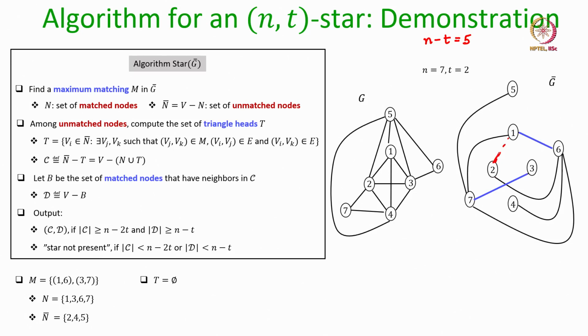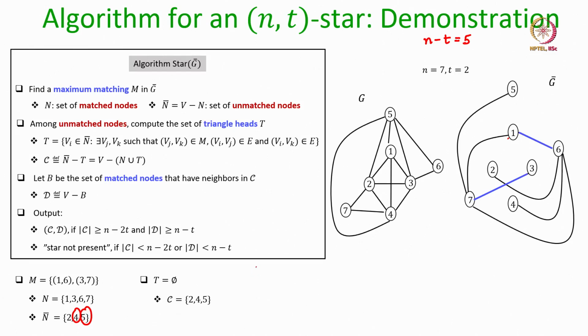If there would have been an edge between 2 and 1 and then 2 and 6, along with the blue colored edge 1 6, that would have labeled 2 as a triangle head, but that is not the case here. So, 2 is not a triangle head. In the same way 4 is not a triangle head, 5 is not a triangle head. So, the subset of triangle head is empty.